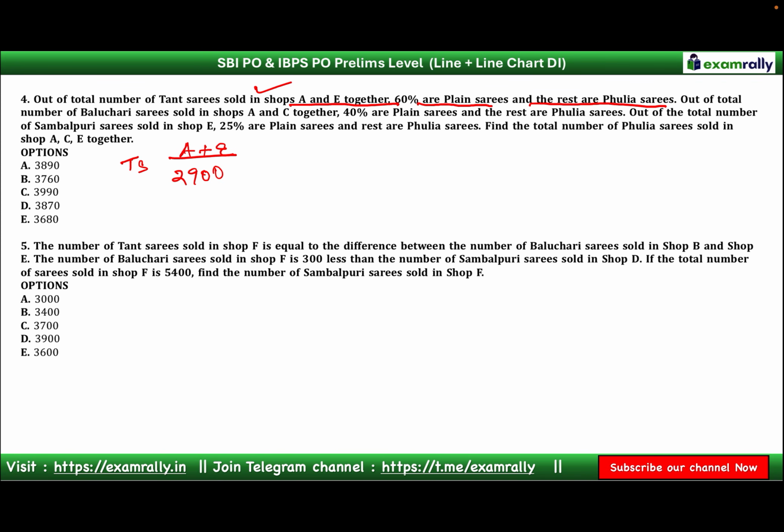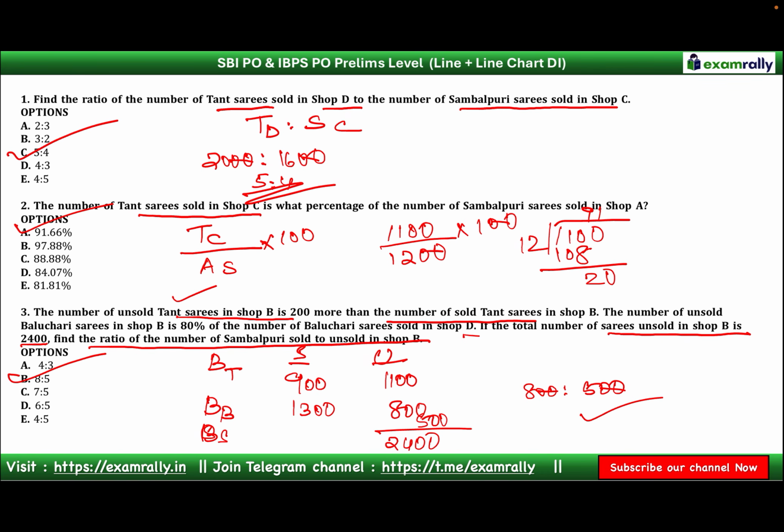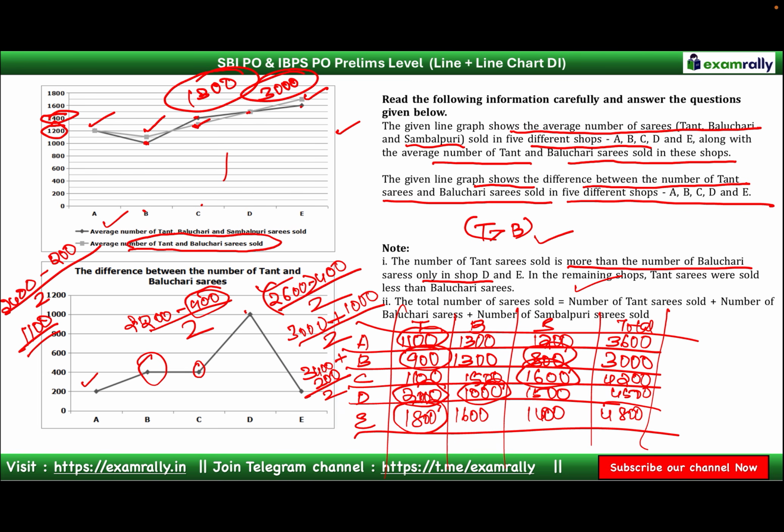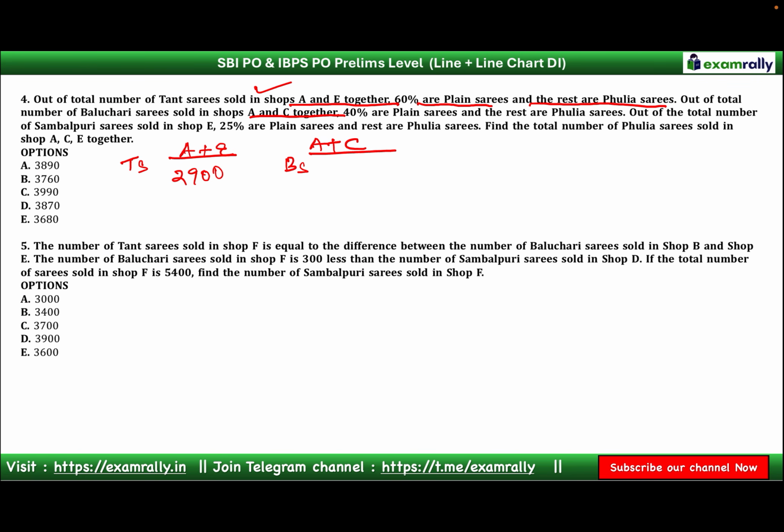Out of the total number of Baluchari sarees sold in A and C together, so in A and C, Baluchari sarees together, that is A and C Baluchari 1300 and 1500, so total will be equal to 2800. Okay, 40% are plain and the rest are fulia sarees. So I will do it after that.